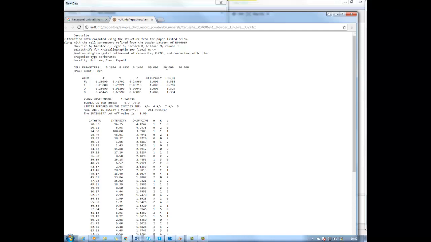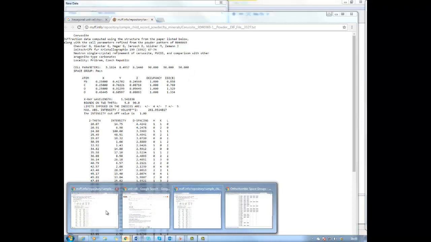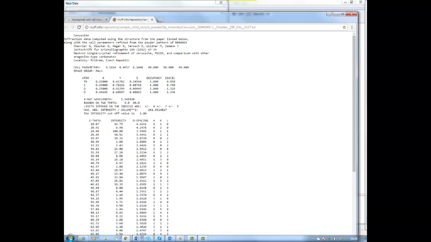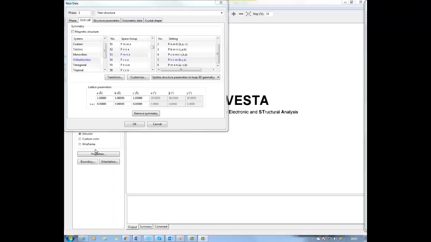Can you see it's 90, 90, 90? So in other words, when you get 90, 90, 90, it's an orthorhombic unit cell, and you can see the A, B and C have different lengths, so it's orthorhombic. So if we go back to the other picture, this one, PNCM, is part of the PMNA space group, which is orthorhombic. So for cerussite, you need to get number 53, then you click PNCM.